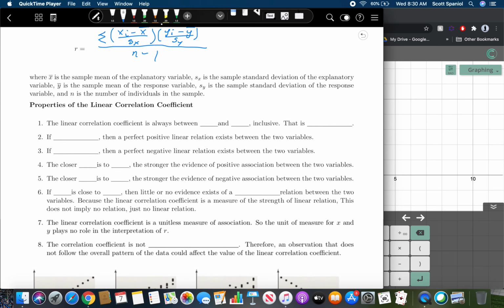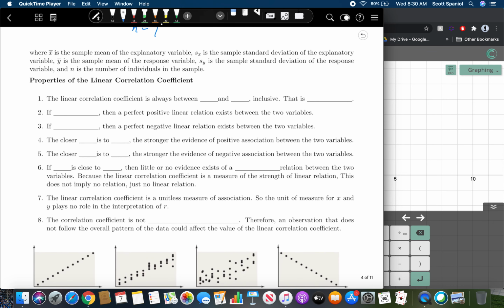So some properties of the linear correlation coefficient, these are important. First, the linear correlation coefficient is always between -1 and 1 inclusive. That is, -1 is less than or equal to r, which is less than or equal to 1. Okay? If r equals 1, then a perfect positive linear relationship exists between the two variables. So the scatter diagram will be a perfect line. If r equals -1, then a perfect negative linear relationship exists between the two variables.